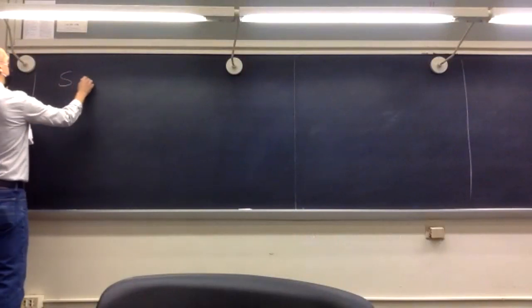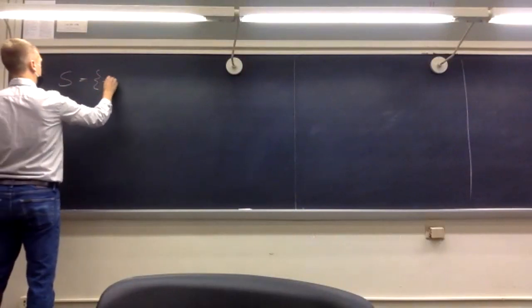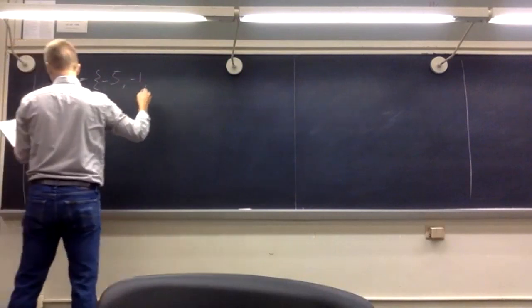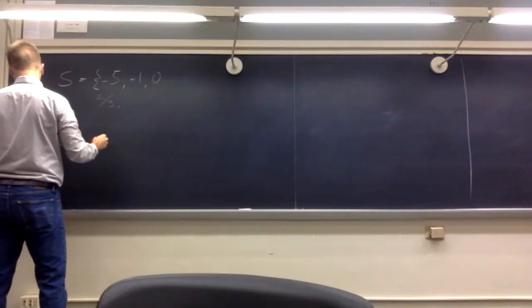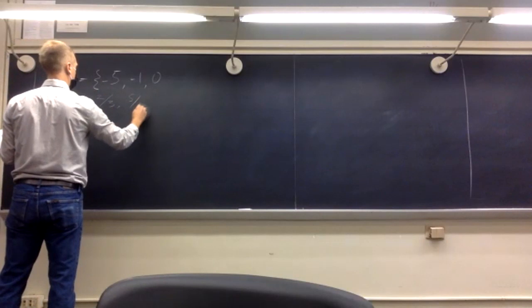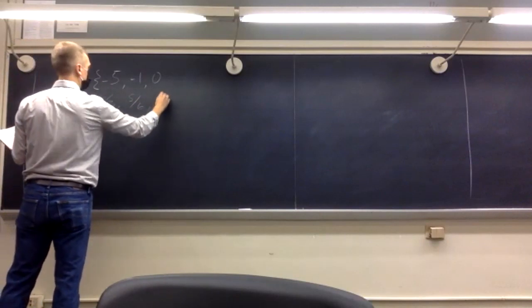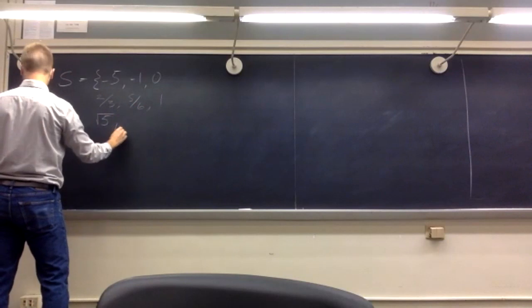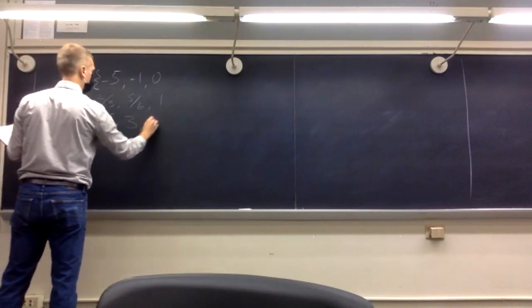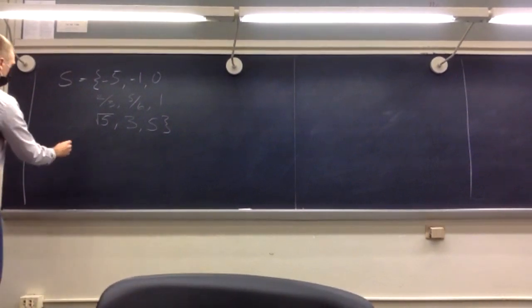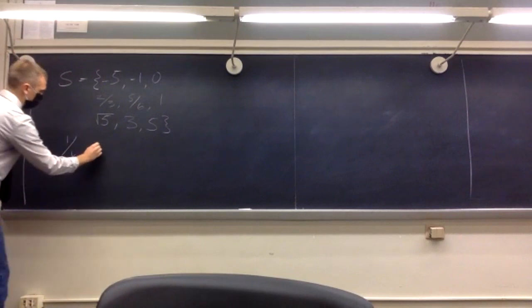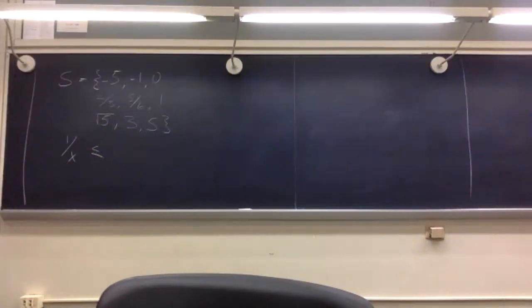We've got this set S, which is -5, -1, 0, 2/3, 5, 6, 1, 3, 5, 3, and 5. Big list of numbers, and we're just asked which of these satisfy the inequality 1/x is less than or equal to 1/2.